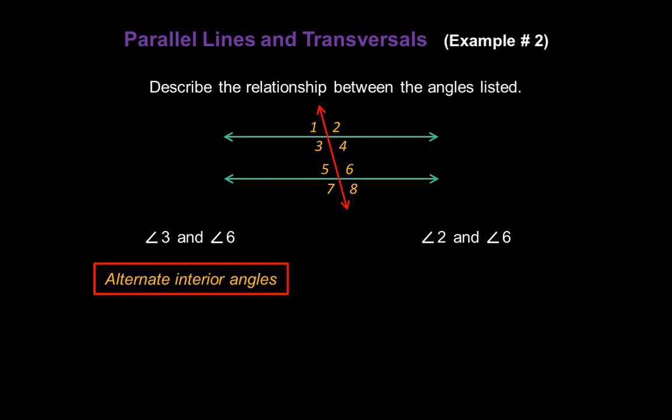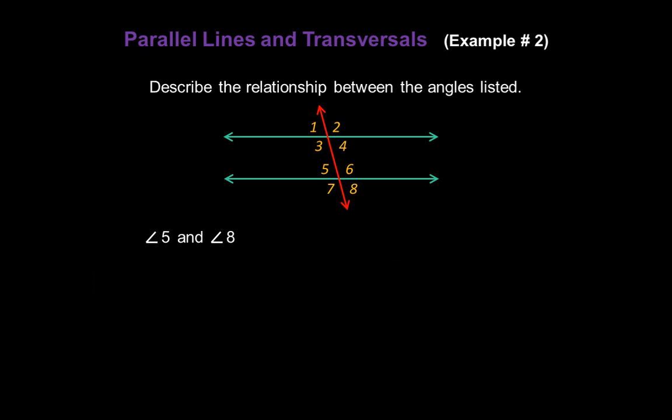What about angles 2 and 6? Look at those. 2 and 6 are corresponding angles. How about these two? 5 and 8. Take a look at angles 5 and 8. What can you tell me about those? They're directly across the vertex from each other, so that makes them vertical angles.